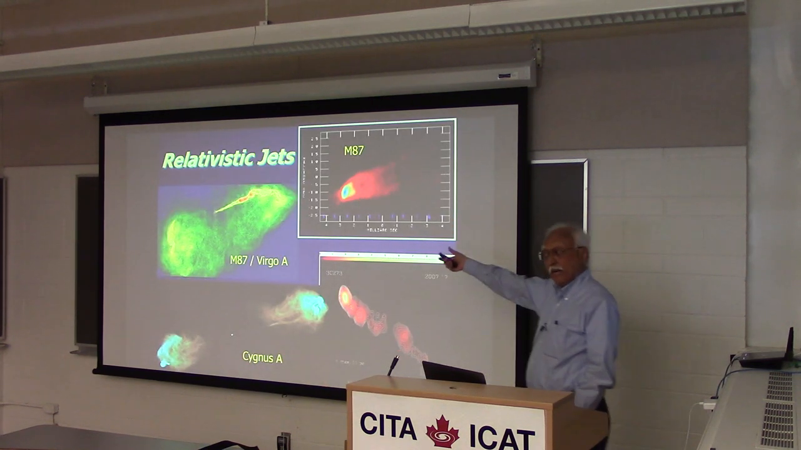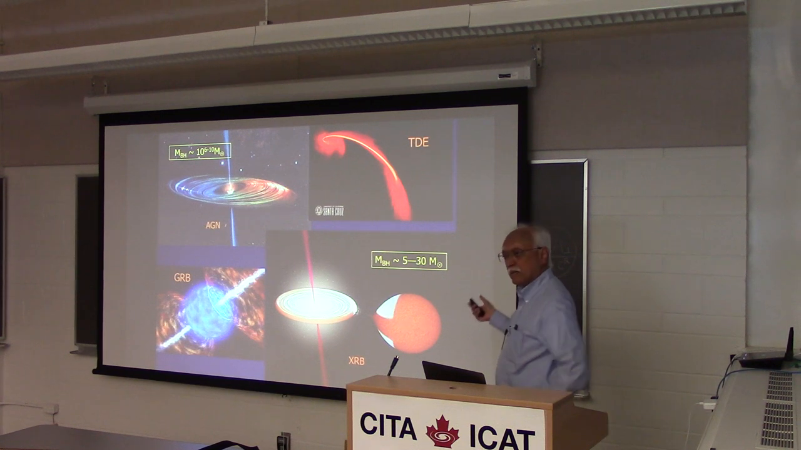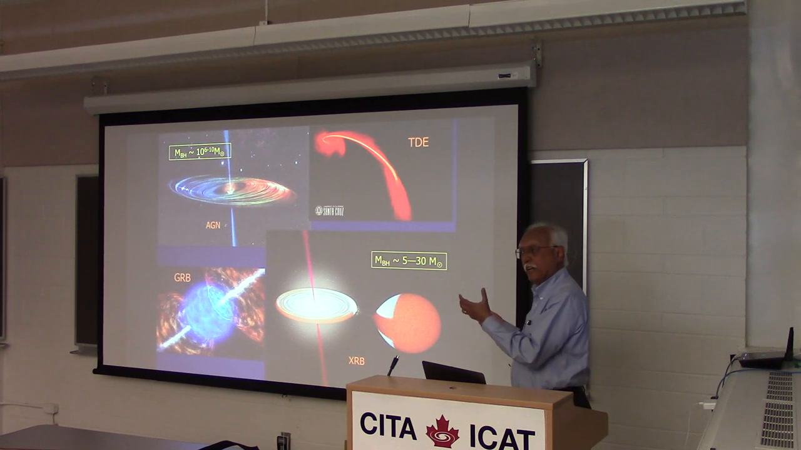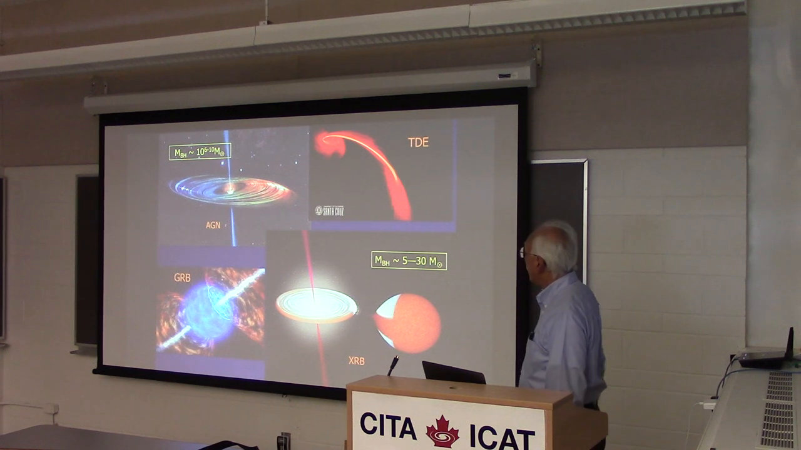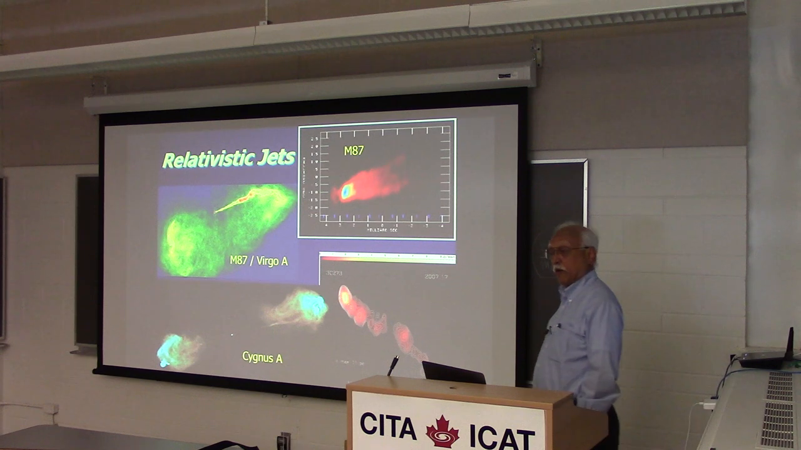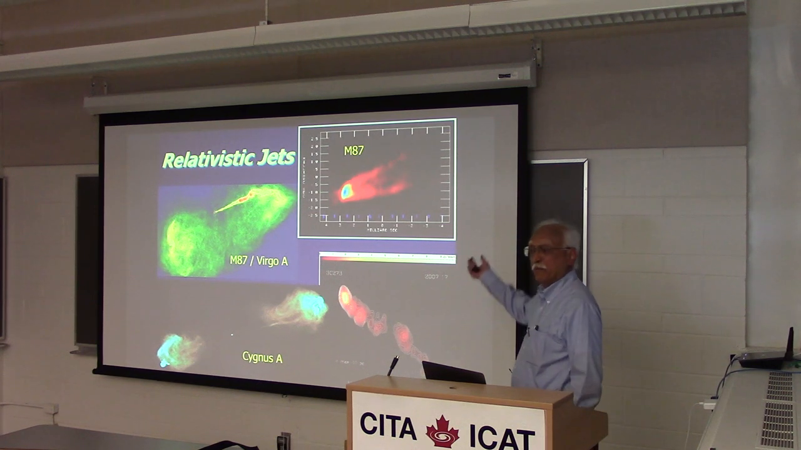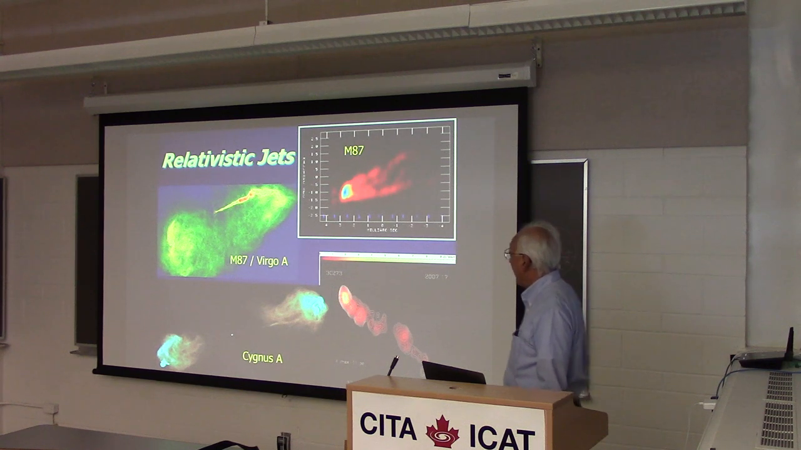Now, all of these categories have jets. Even some subset of TDEs, the so-called jetted TDEs, appear to have very powerful relativistic jets. And relativistic jets, of course, we have known about for a long, long time. In fact, before we even knew that there were black holes, we had seen relativistic jets in radio.